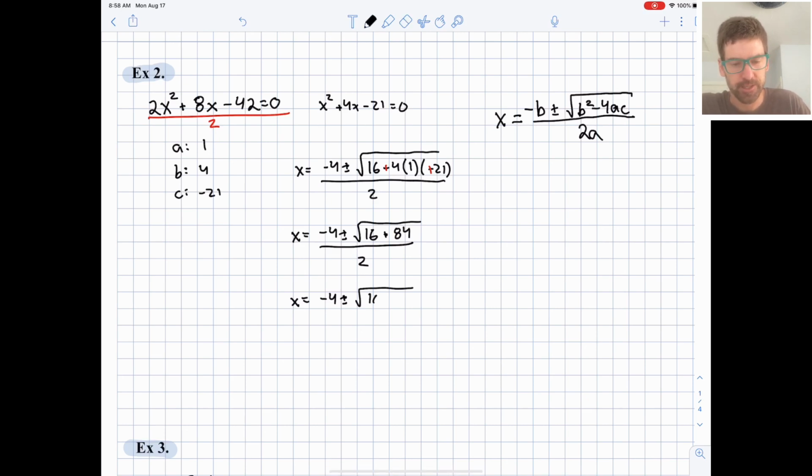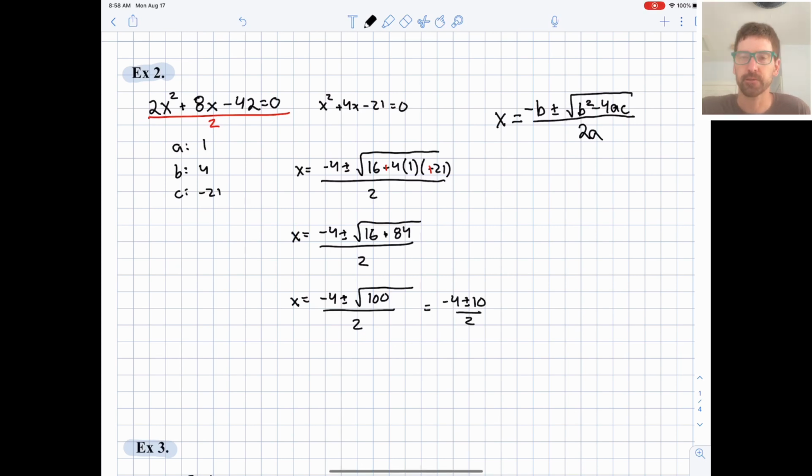So this turns into a nice square root of 100. So that's nice, all over 2. So we have negative 4 plus or minus 10 all over 2. So we've simplified as much as we can before we've reached the plus or minus. And now I like just going to a double pathway like we've seen before. So we have negative 4 plus 10 over 2 and negative 4 minus 10 over 2.